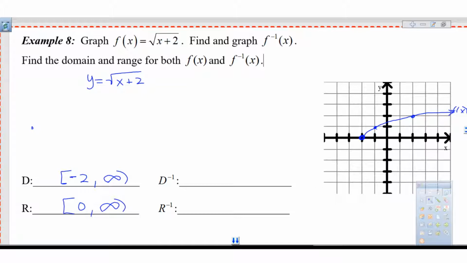Guys, these inverses will never be different. They're always going to match. So I don't even have to think about it. This is -2 to infinity. So this guy's -2 to infinity. This guy's 0 to infinity. So this guy's 0 to infinity. Done. What did I do next?